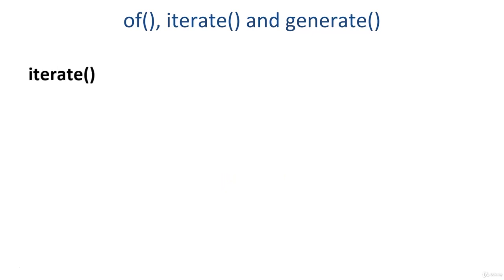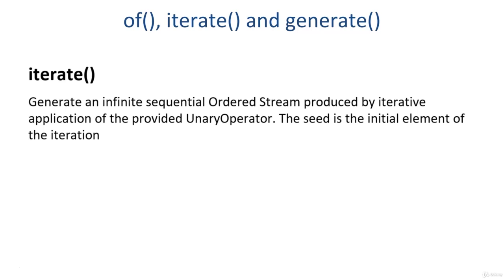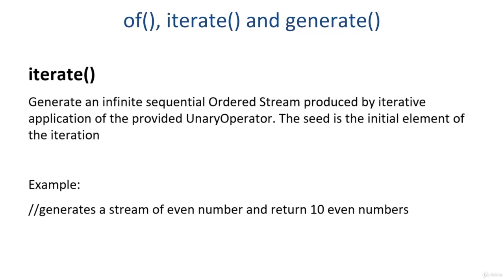Now let's look into factory method iterate. It generates an infinite sequential ordered stream produced by iterative application of the provided unary operator. The seed is the initial element of the iteration. So let's look at the example. In this example, we are generating a stream of even numbers and returning 10 even numbers.